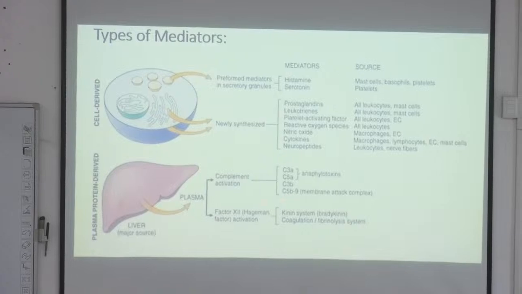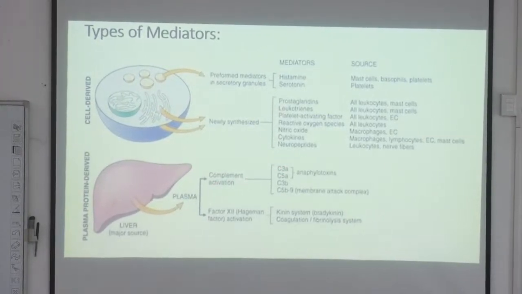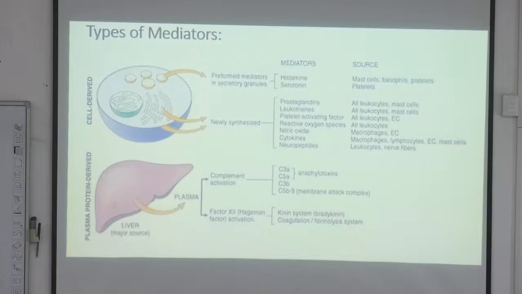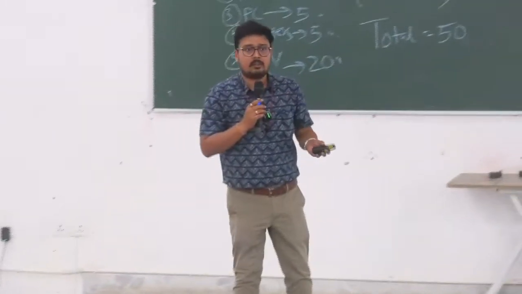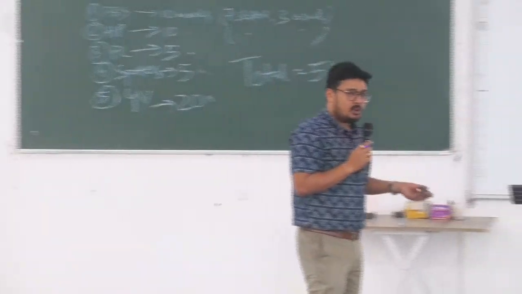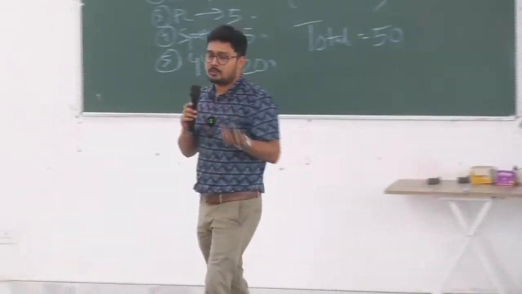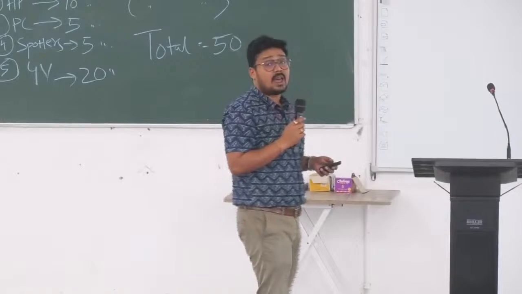Among the complement system, these are the byproducts: C3a, C5a, C3b and C5b to 9. C5b to 9 are called the membrane attack complex, and C3a, C5a and C3b are called anaphylatoxins. These byproducts are released due to activation of the complement system, either through the classical pathway, the alternative pathway, or the mannose-binding lectin pathway.